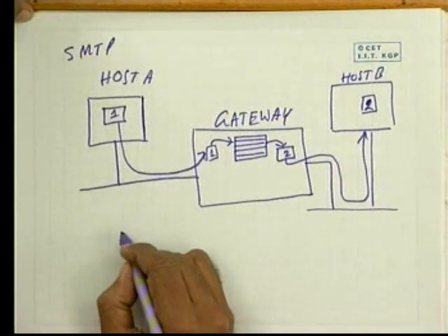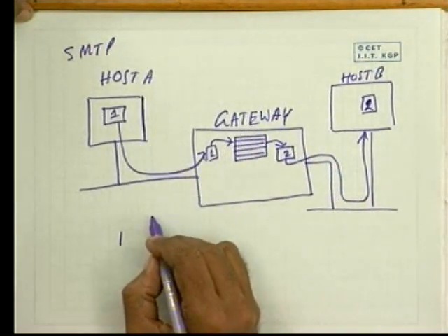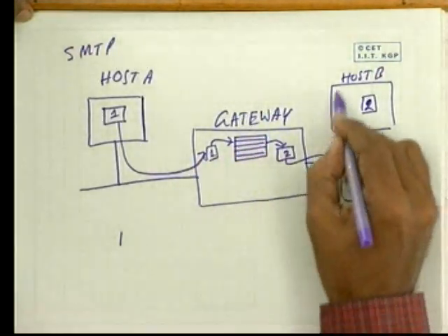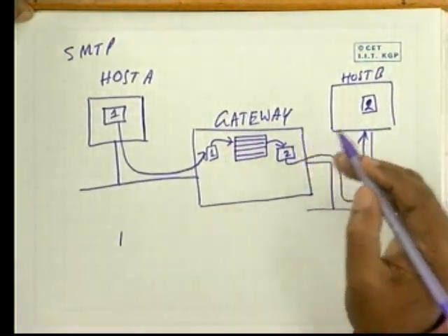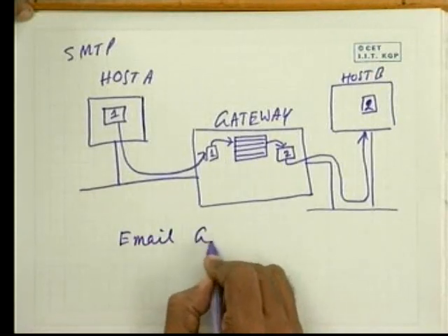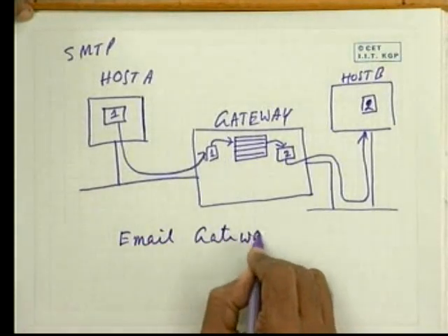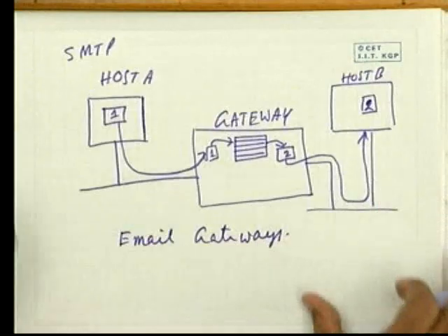So, this is how email can be sent using gateways, and in this case this host may not have an IP address. In spite of that, it can send and receive emails. So, this is how email gateways can be used for sending and receiving emails.